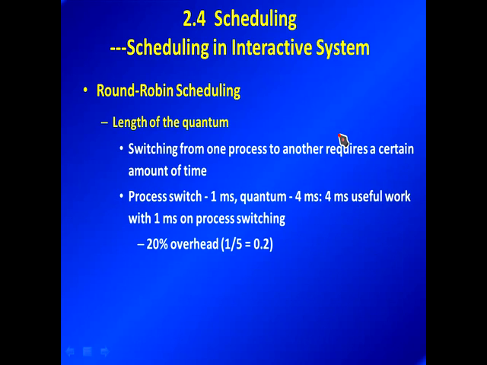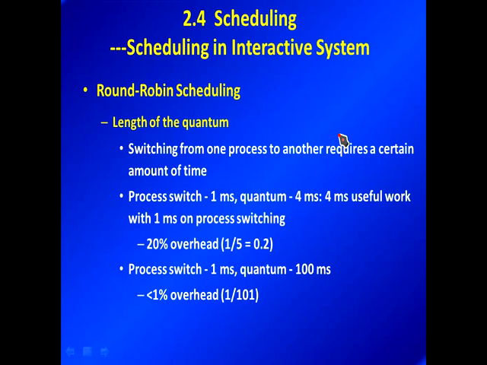The length of the quantum is very important because you can't set the length too long. If it's too big, then the overhead is decreased, but it also means all the processes on the waiting queue have to wait for a much longer time to get their turn to use CPU next.